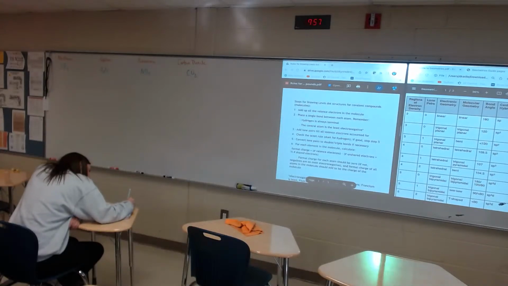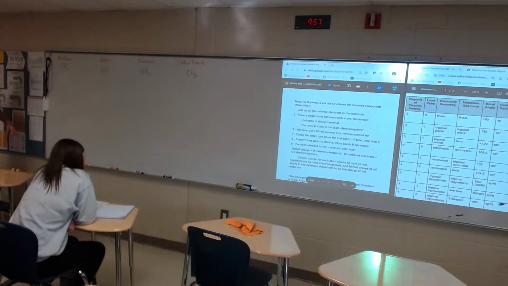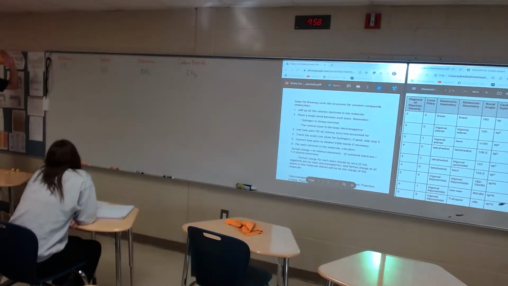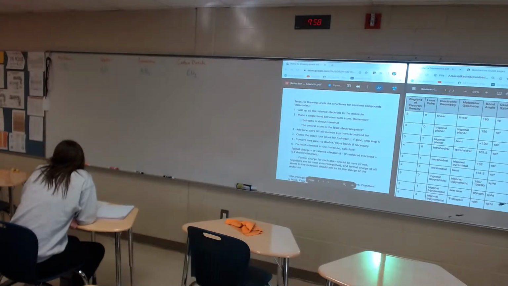Step number 1, add up all the valence electrons in the molecule. Valence electrons are not the same as the total. If we remember from the other day, the valence electrons go 1, 2, 3, 4, 5, 6, 7, 8 across the table. So how many total valence electrons in a molecule that has a carbon and 4 hydrogens? 4 and 1 is 5. There's 4 hydrogens, so 8. There's 4 in the carbon and 1 in each of the 4 hydrogens, which makes 8.